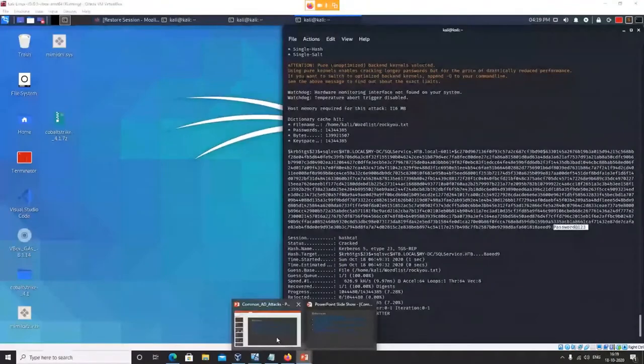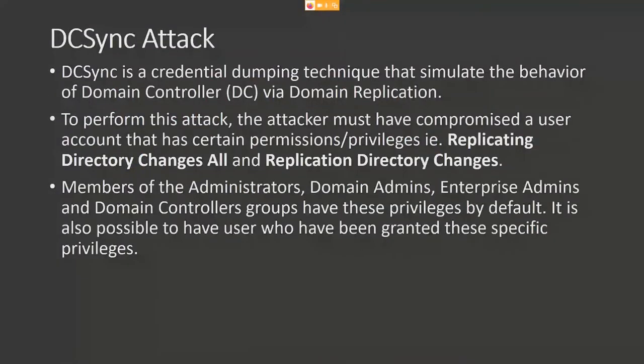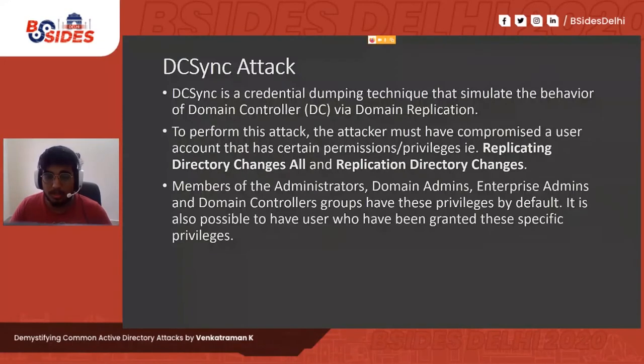So let's move on to the next attack. This is called the DCSync attack. DCSync attack is probably the last part of the engagement or last part of privilege escalation usually. So when you have the domain administrator credentials or a user credential who is part of the domain admin or the enterprise admin, then you would have access or permission which is replicating directory changes all, or replicating directory changes. So this attack basically is a credential dumping attack which simulates the behavior of replication of a domain controller.